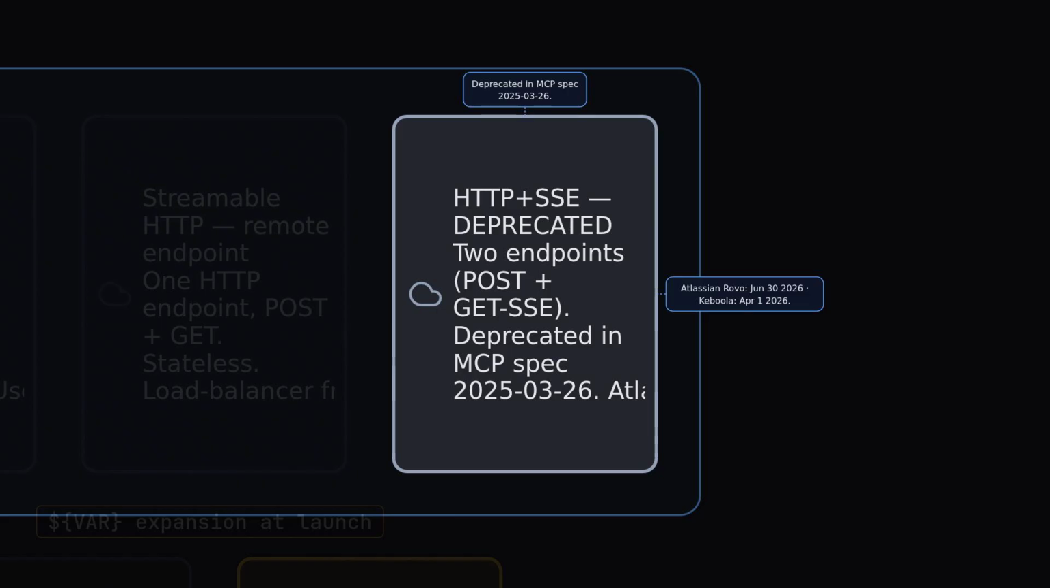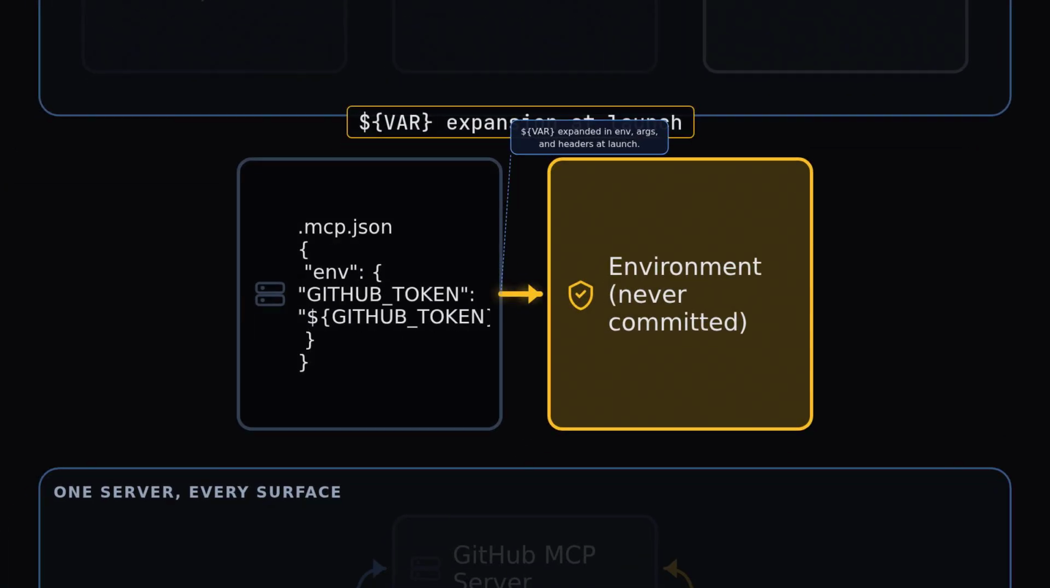Major MCP servers have published deadlines. Atlassian Rovo on June 30, 2026, Kabula on April 1, 2026. New implementations should not use this. If you see HTTP plus SSE in a tutorial, that tutorial is older than the current spec. Use streamable HTTP.